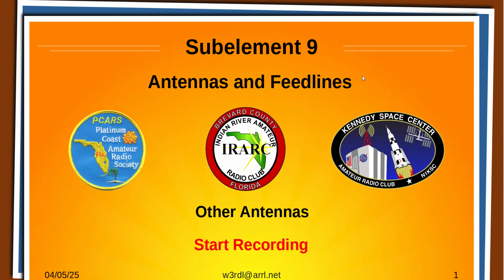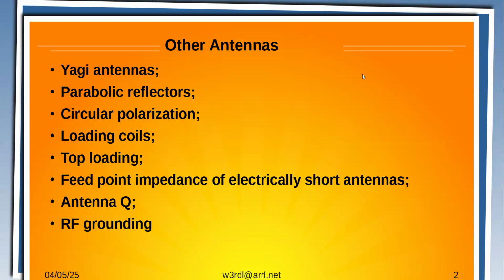All right. So more antennas. Directional, Yagis and parabolics. Talk about circular polarization, how you do it with a couple Yagis. Loading coils and top loading, basically for mobile antennas. And feed point impedance, again, for mobile antennas, because typically a mobile antenna is going to be electrically short.